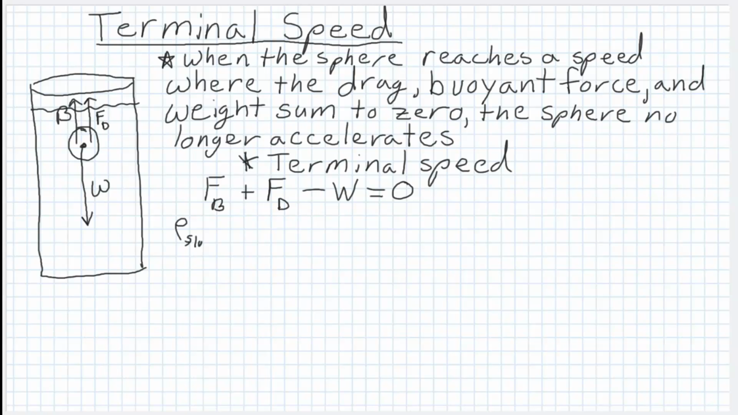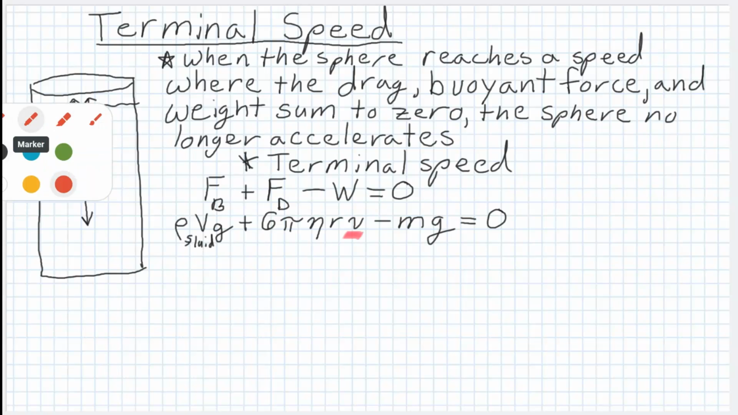Our force of buoyancy is equal to the density of the fluid times the volume of our sphere times the acceleration of gravity, plus, then Stokes' law will give us the drag force, so 6 pi times the viscosity of our fluid times the radius of our sphere times the speed of the sphere, minus mg, which is the weight, is equal to 0. Now the speed in this equation, because this is the speed when all the forces will sum to 0, is our terminal speed. So that's what we'll solve for.